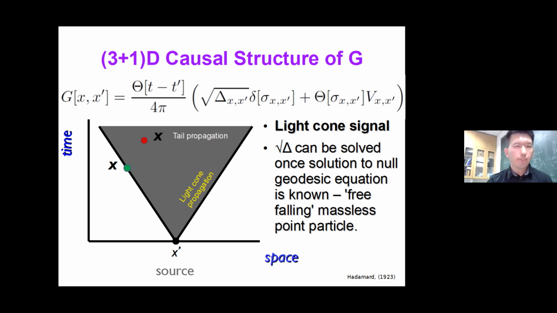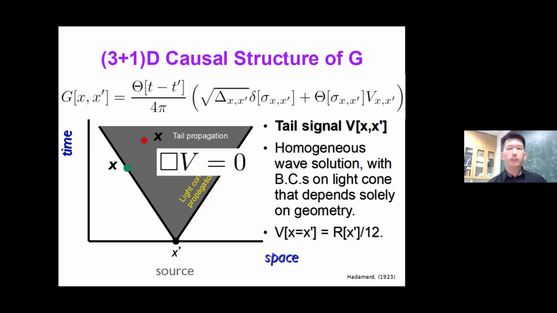So there's actually no field, the field phi in the field theory, is not present until you actually look at the tail function V itself, because it is the tail function V that actually requires the full solution of the homogeneous wave equation, box V equals 0, subject to non-trivial boundary conditions on the light cone.